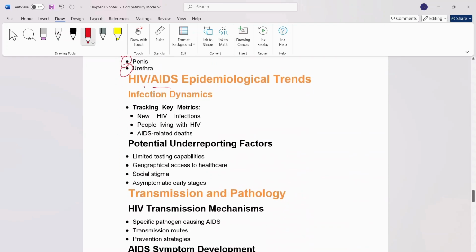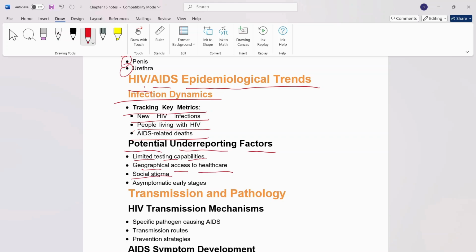Now, HIV/AIDS epidemiological trends. Infection dynamics. Tracking key metrics: new HIV infections, people living with HIV, AIDS related deaths. Potential underreporting factors: limited testing capabilities, geographical access to healthcare, social stigma, asymptomatic early stages.